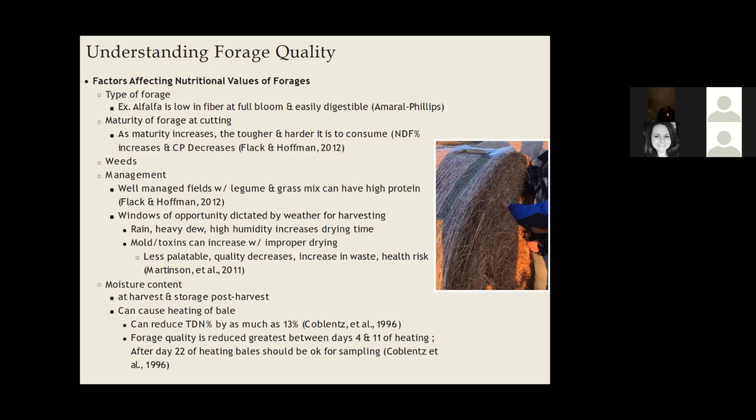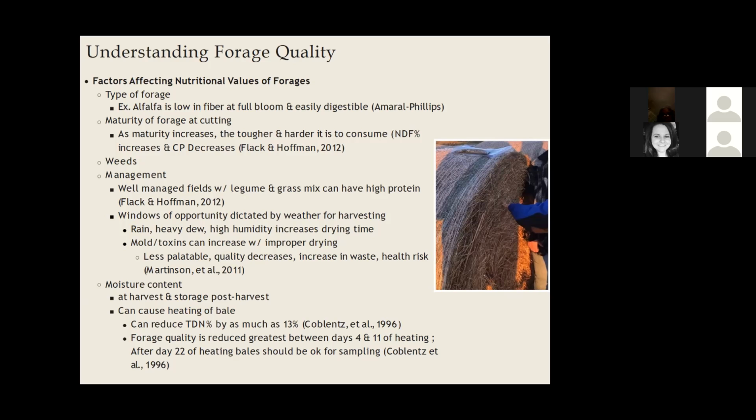Rain, dew, high humidity, these all increase drying time. They're going to increase mold and toxin as we increase with improper drying. So the hay is going to be less palatable. They're not going to want to eat it. The quality is going to decrease. We're going to have fewer leaves because of those kind of problems. There's going to be less intake and they'll waste more. And we also run the risk of health problems with our animals with molds as they inhale those.